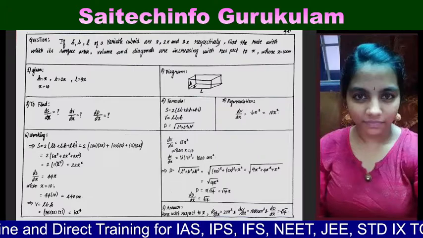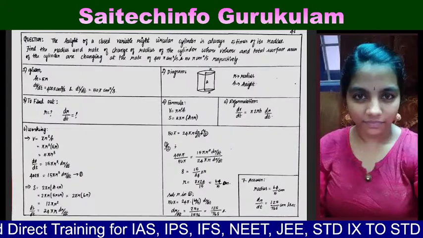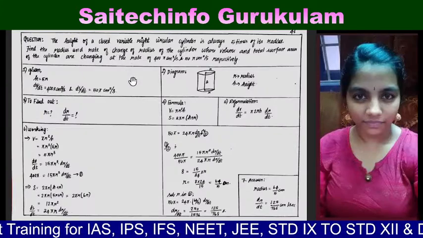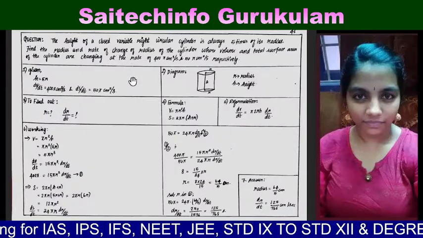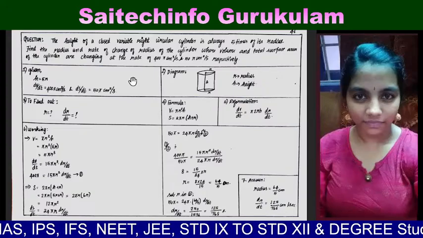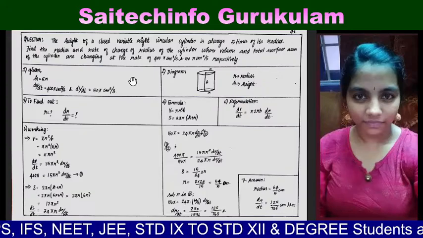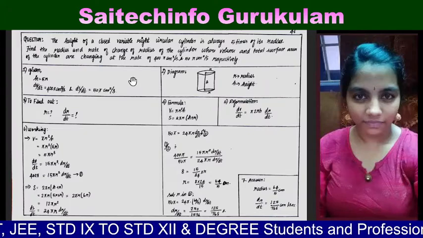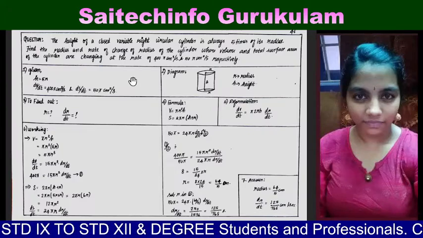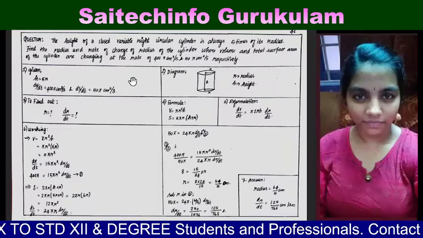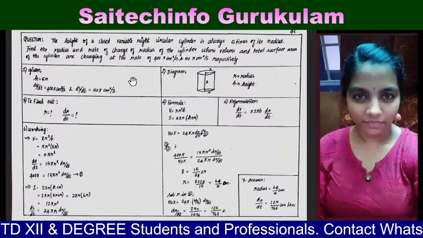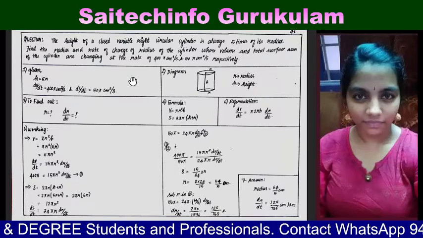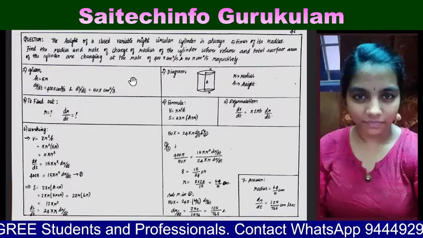Next question is, the height of a closed variable right circular cylinder is always 5 times of its radius. Find the radius and rate of change of radius of the cylinder where volume and total surface area of the cylinder are changing at the rate of 400 pi centimeter cube per second and 50 pi centimeter square per second respectively. So from the question we are taking the given data, h is equal to 5 times of r.